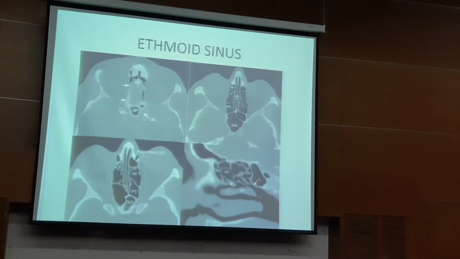And here you can see that the posterior ethmoid is in close proximity to the sphenoid sinus. That would be the anterior ethmoid. And this is a normal variant, Agger nasi cell.